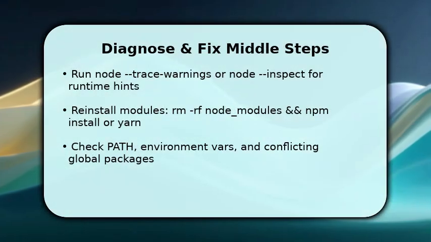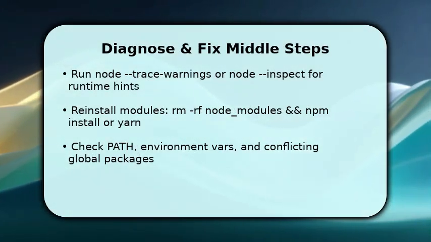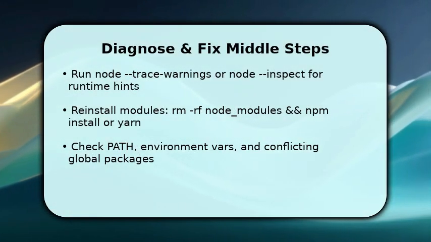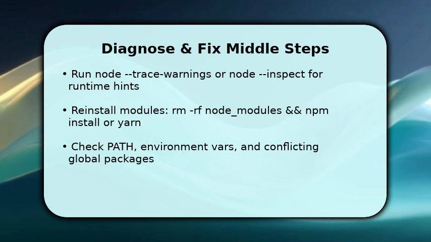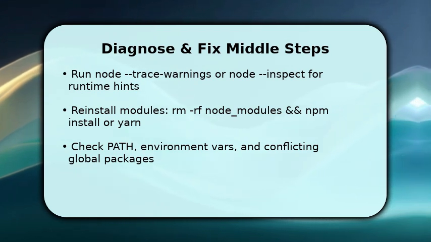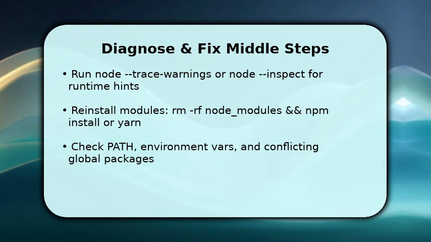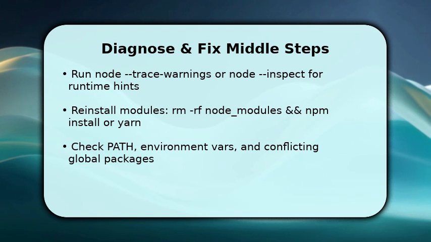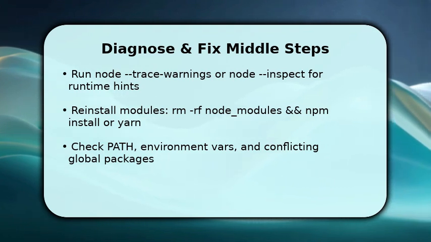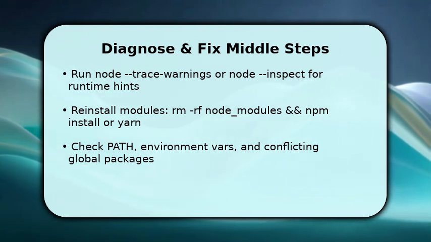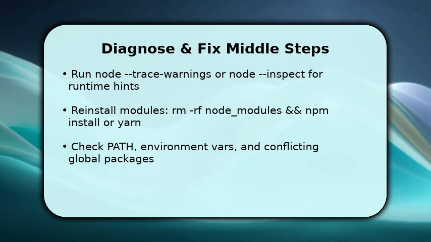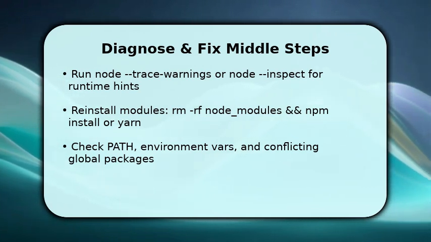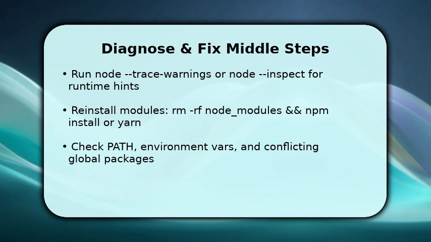You now focus on diagnosis. Run Node with trace warnings or inspect to get runtime diagnostics. This reveals async/rejection sources. Next, remove node_modules and the lock file, then reinstall to resolve corrupt packages or version mismatches. Check for globally installed packages that shadow locals and confirm PATH and NODE_ENV values. Mismatched env vars often change behavior.